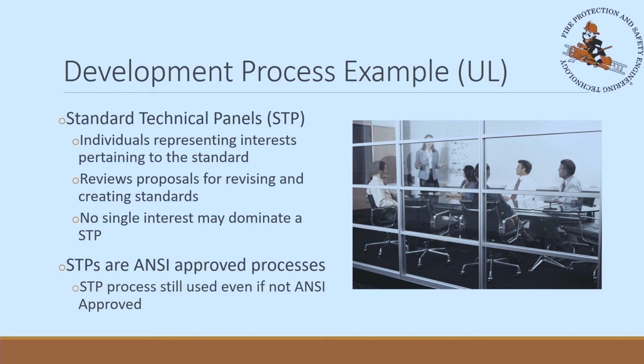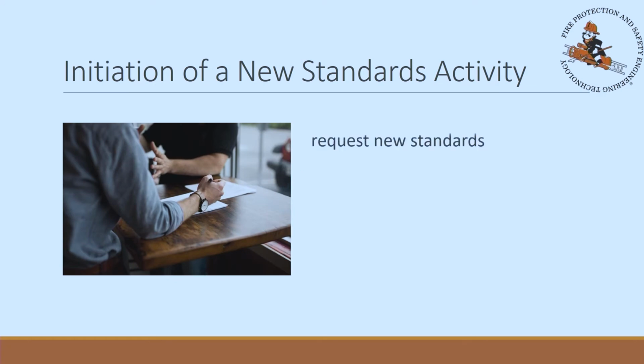A lot of times with the initial draft of a standard, how it ends up working is you're going to have industry come forward with the proposal, and then UL starts to develop it and brings in the industry professionals to get a standard that's going to meet the needs of industry. Even when UL has ones that they're not necessarily seeking ANSI approval on, they still follow the same basic process. To initiate a new standard, anyone can bring forward a request: an individual, an organization.